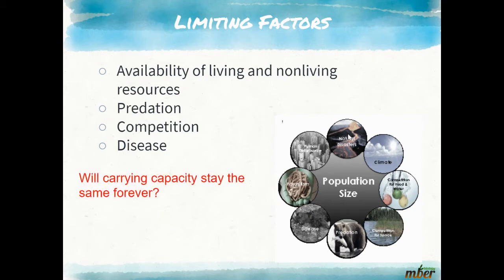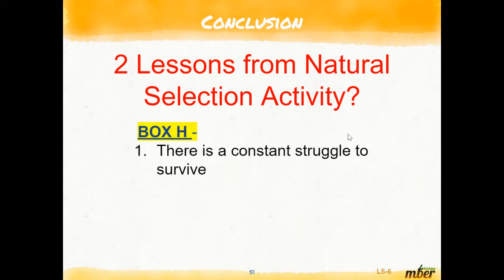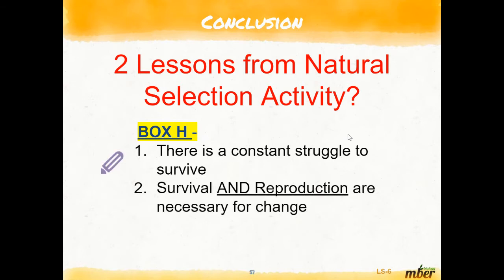Will the carrying capacity stay the same forever? Likely not, because things change, right? We just finished the finches, and the carrying capacity dropped significantly once the drought hit, and it caused a huge drop in the finch population. Two lessons from the natural selection activity. Box H. There is a constant struggle to survive, and survival and reproduction are necessary for change, right? You can't just survive, you have to be able to reproduce.